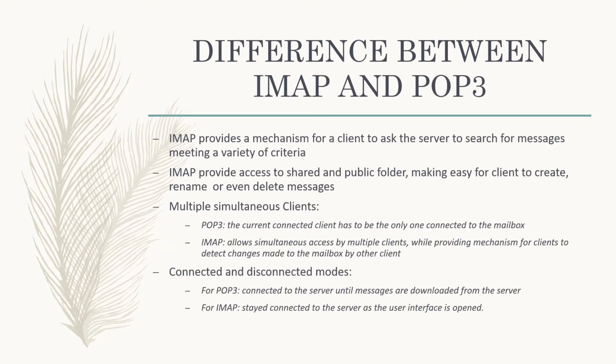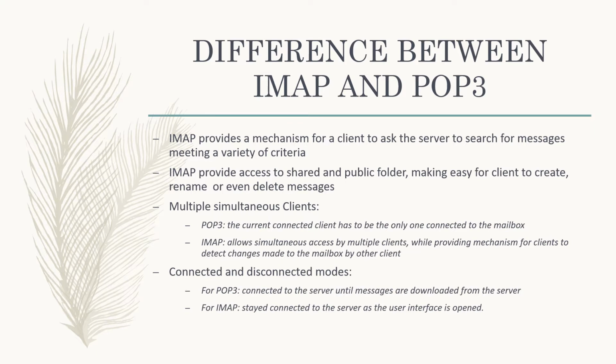Okay, so the difference between IMAP and POP3. IMAP provides a mechanism for the client to have the server search for messages meeting a variety of criteria. IMAP also provides access to shared and public folders, making it easy for the client to create, rename, and even delete messages. Because all the folders are on the server and do not have to be downloaded, it is very easy and immediate to view, delete, or make additions to any messages you would like to.